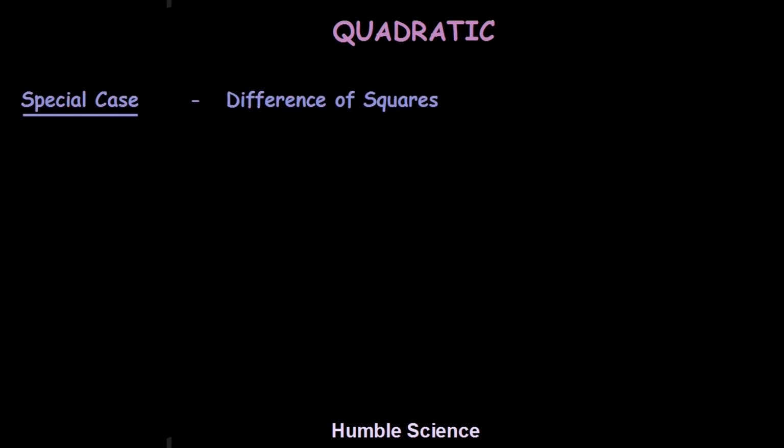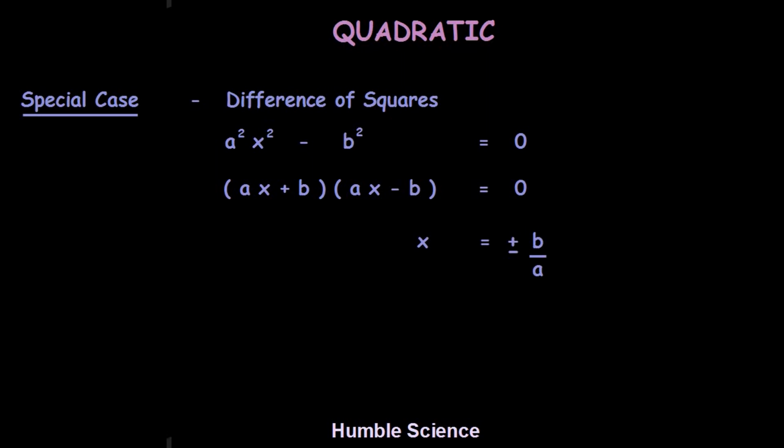Let's take a look at another special case. I call this difference of squares. The general form of this would be a squared x squared minus b squared equal to 0. Or we can split this into ax plus b times ax minus b equal to 0. That means x is going to be equal to plus or minus b over a. We have two answers here, both positive and negative terms. Let's take a look at an example.